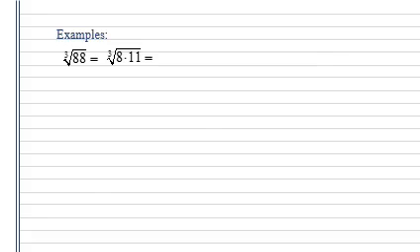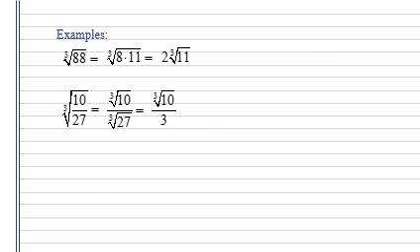Examples: 3 cubic root of 88. It's a cubic root of 8 times 11, and 8 is 2 cubed. So 2 will go out, and I will still get a cubic root of 11. Now here also I can split the cubic root among both of them. The numerator will have no change because 10 is 2 times 5, but 27 is 3 cubed, so it goes out as 3.